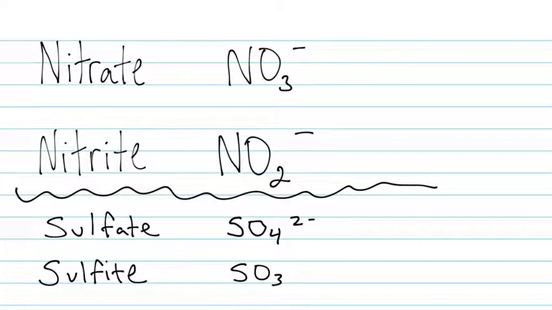So we can't always say that it's 3 or 4, but we can always see a pattern here. The one that ends in ATE always has one more oxygen than the one that ends in ITE. So there's just a little difference between them.